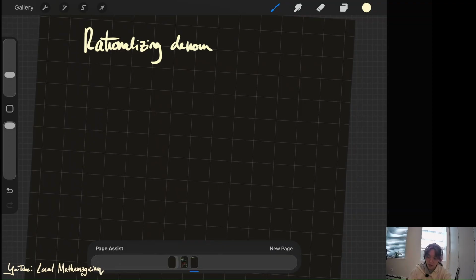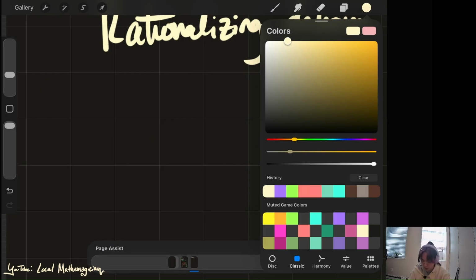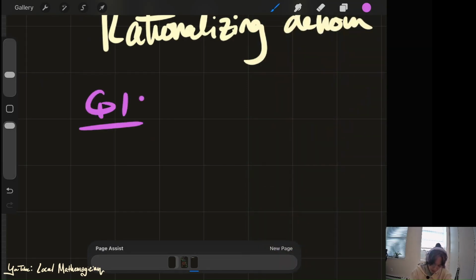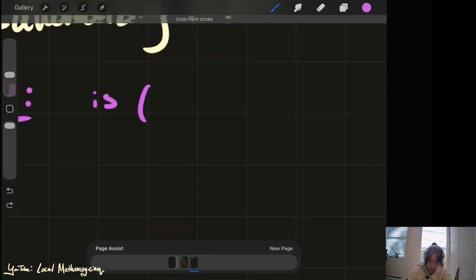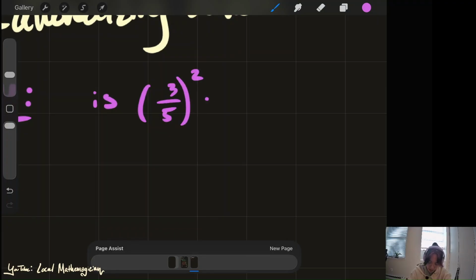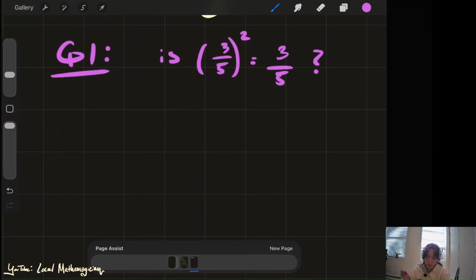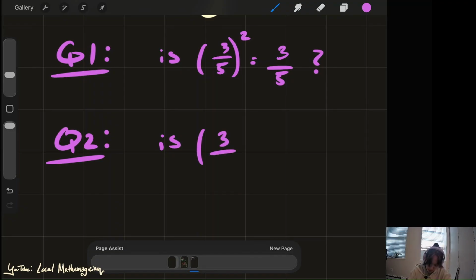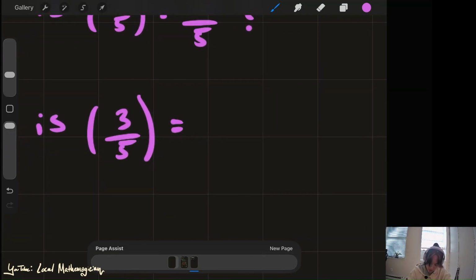Okay, now, this is very important. My first question for you, you don't have to show this to Gradescope, is question number 1: is 3/5 squared equal to 3/5? Do it out and come back. Because based off of this, I'm going to ask you a follow-up question. The follow-up is: is 3/5 equal to 15 over 25?